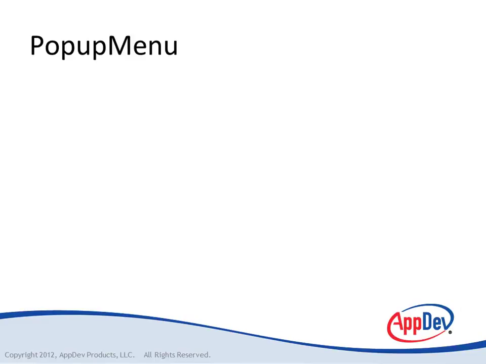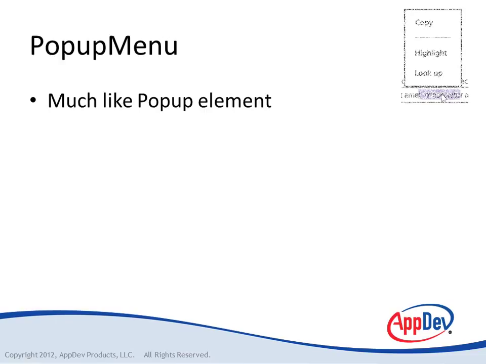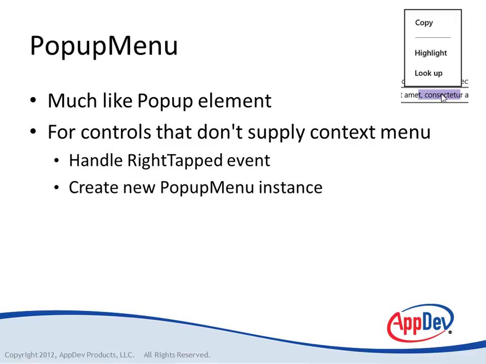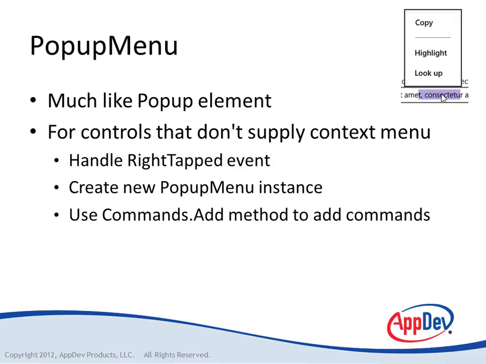The pop-up menu control is much like the pop-up element. It looks something like this, and although it doesn't look like a pop-up, it really is the same basic concept. This is useful for controls that don't supply their own context menu, and for those that do, you can handle the right-tapped event, create your own new pop-up menu instance, use the commands.add method to add commands to your instance of the pop-up menu class, and you'll need to create a new UI command instance for each item.